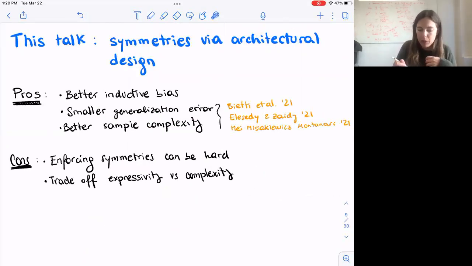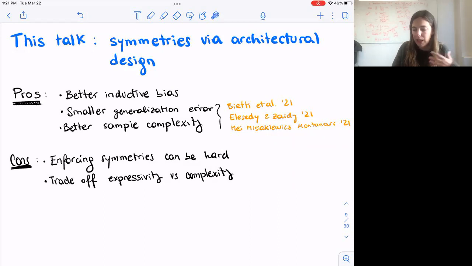So basically, why do we want to do it? We want to do it because constraining the class of functions gives you a better inductive bias, constraining the learning to the functions that are actually feasible for my problem. You can derive generalization improvements from that, and you need fewer samples to do this learning. The disadvantage of this approach is that enforcing the symmetries can be hard, and there's a trade-off between expressivity and complexity. What do I mean by that? If you want to parameterize all the functions that satisfy a certain symmetry, it may be that the number of parameters you need grows exponentially, or you can maybe parameterize a class of functions that is not very expressive.